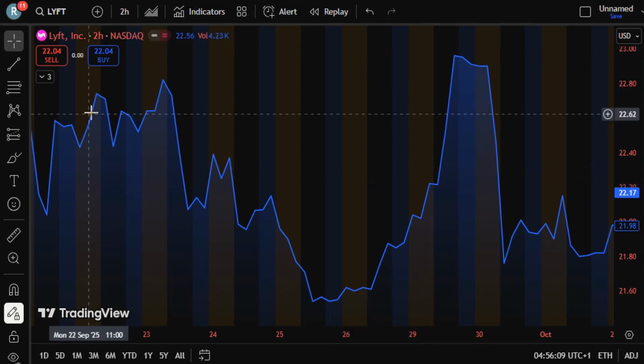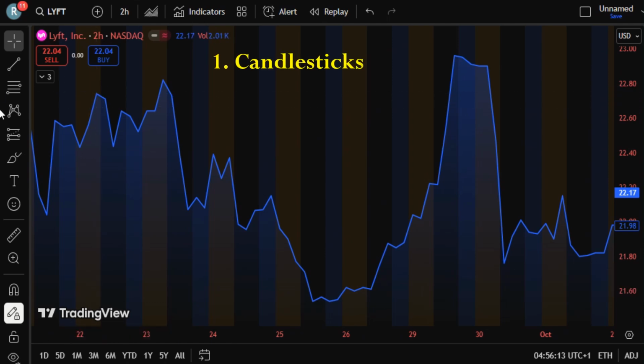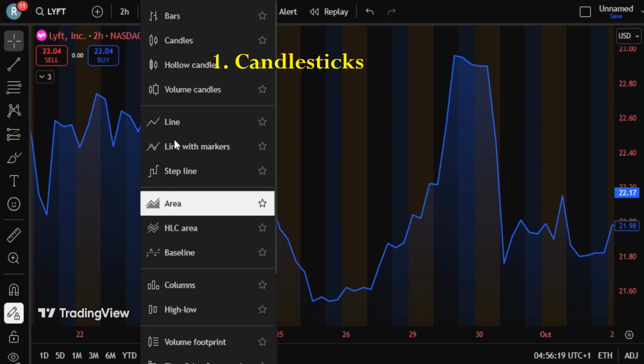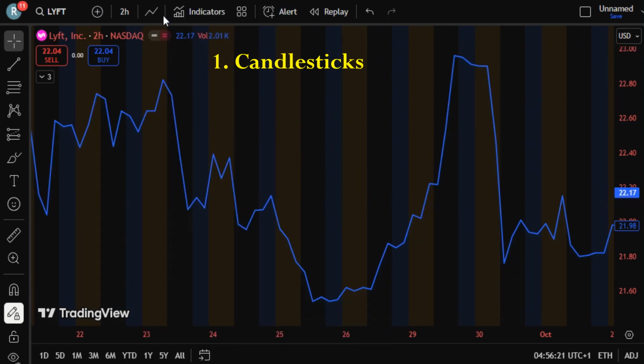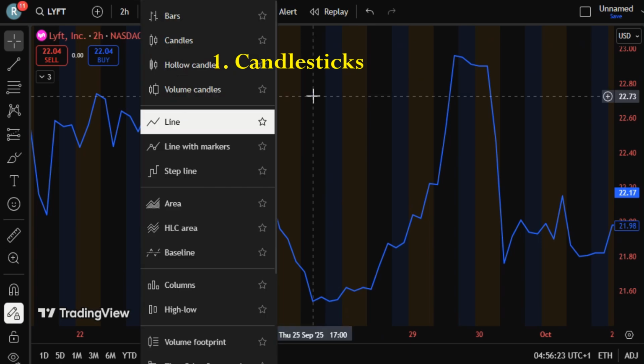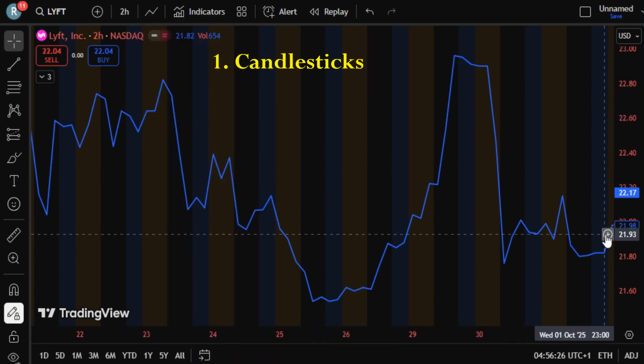The first and most important indicator is the candlesticks. Before you even think of adding indicators, make sure your chart is displaying candlesticks, not an area chart, not a line chart, just candlesticks. Why? Because every candle tells a story.